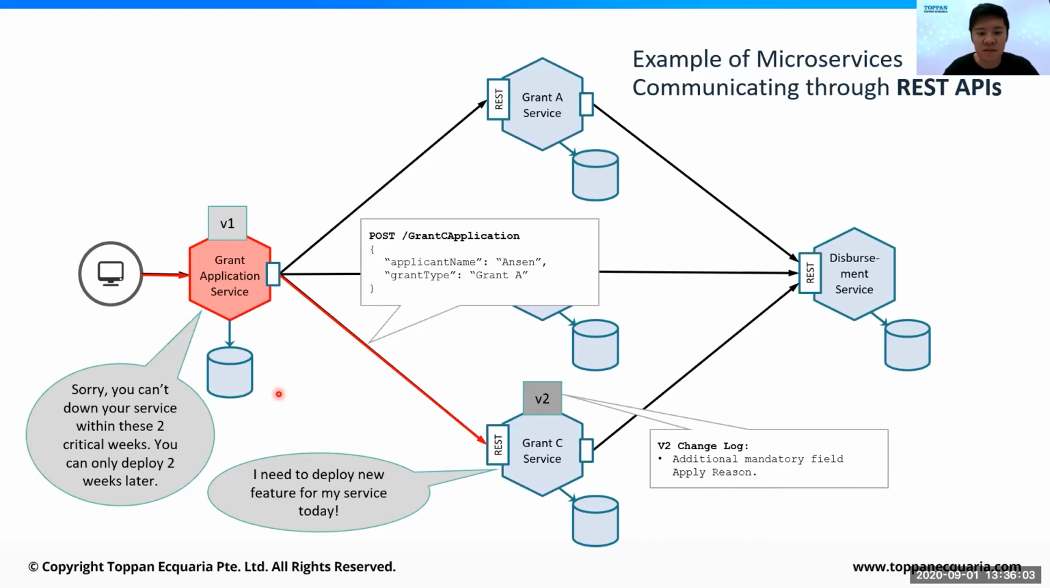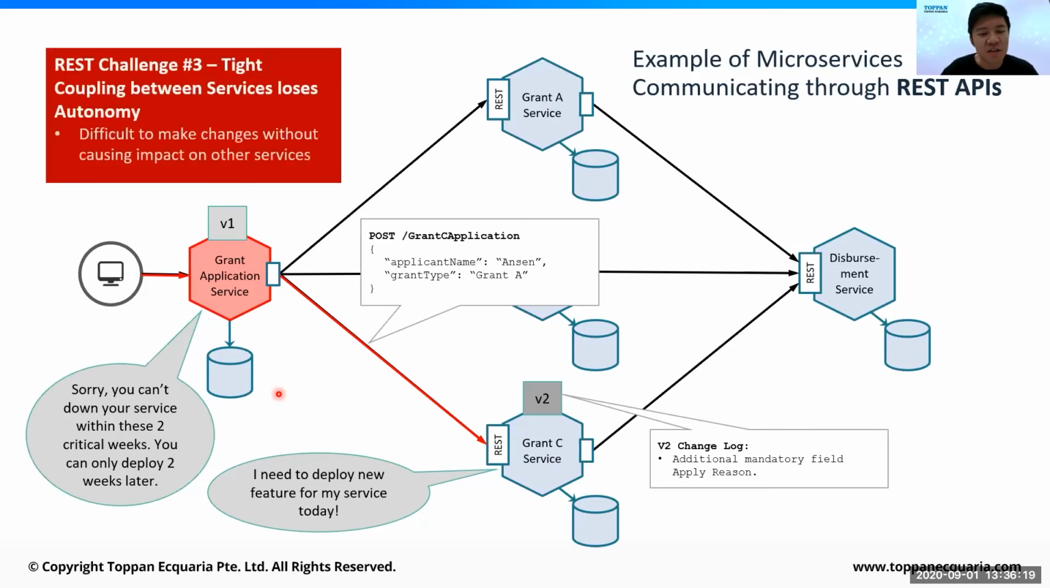It is common. So in order to reduce such risks, too often we'll just say, don't touch the system in this period. Right? Wait until 2 weeks later, or wait until it's not so critical, then you can do the deployment. So therefore, the third challenge that we see here of using REST for service-to-service communication is that it causes tight coupling between services, and it makes it difficult to make changes without causing impact on other services. Right.